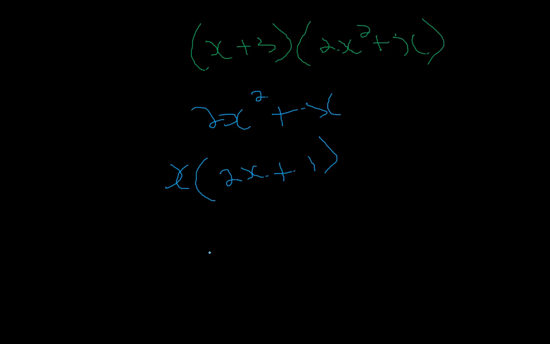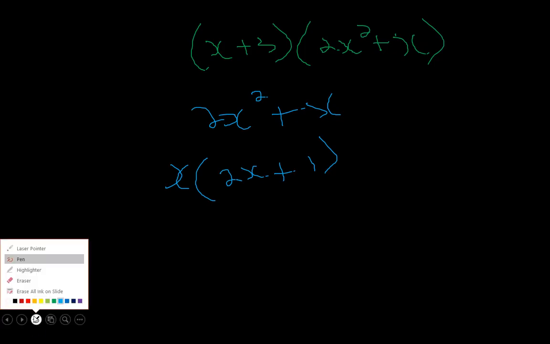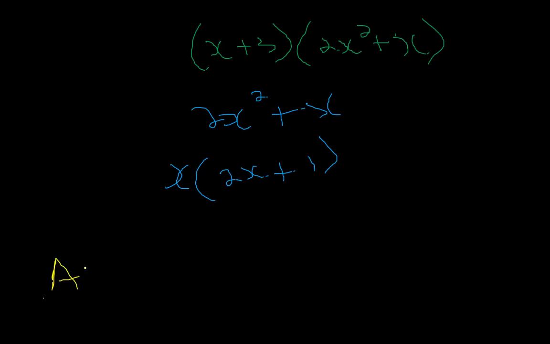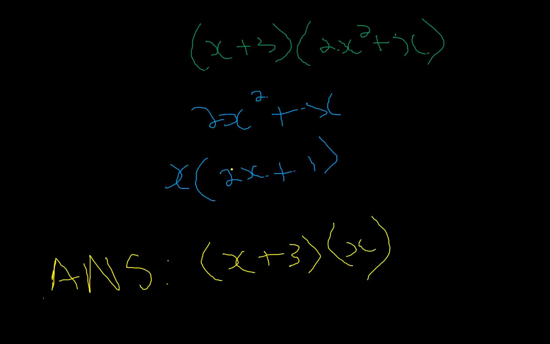So what does that mean for me? Well, my final answer, since they asked me for all of the linear factors: x plus 3 is a factor, x is a factor, and 2x plus 1 is a factor. These are my 3 factors of this polynomial. So that is what you would write.